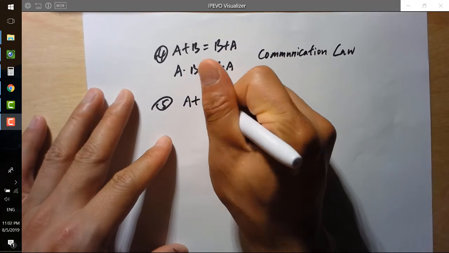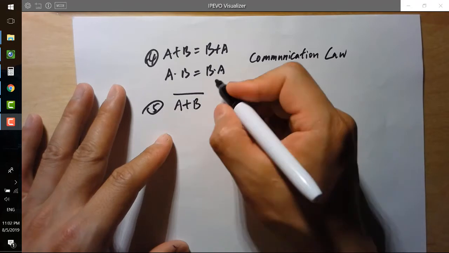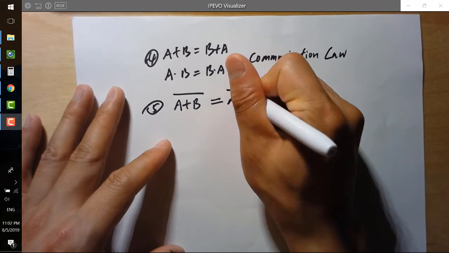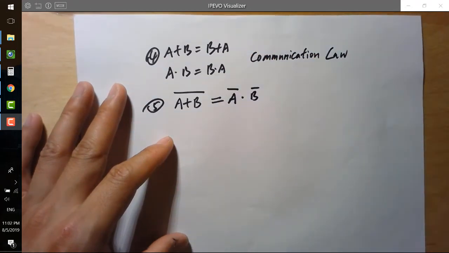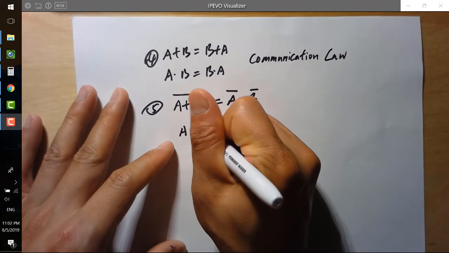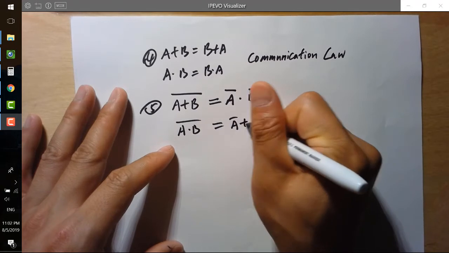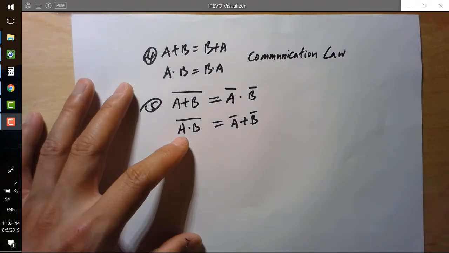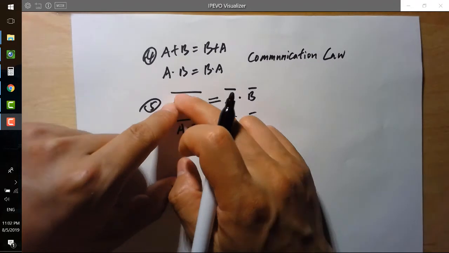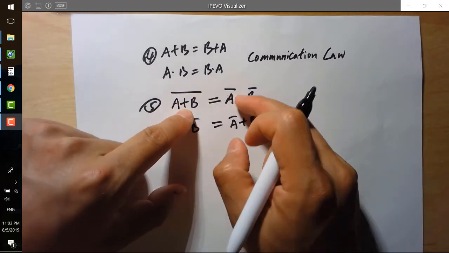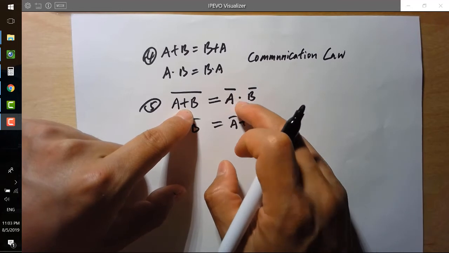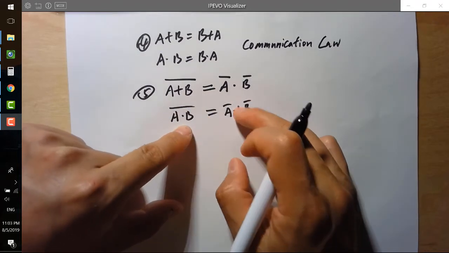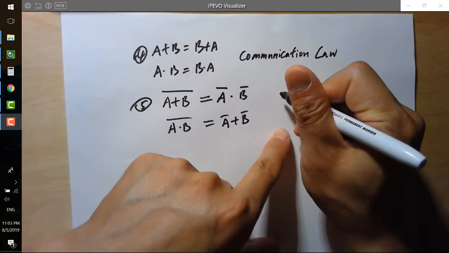A or B, all barred, will equal A not and B not. And A and B, all barred, is A not or B not. Okay, so you can remember it in this way: if you have a bar over an operation, you split the bar and change the operator, and it's the same result. Same thing here. You split the bar, you change the operator. They're the same. So this is super important. This is called De Morgan's law.